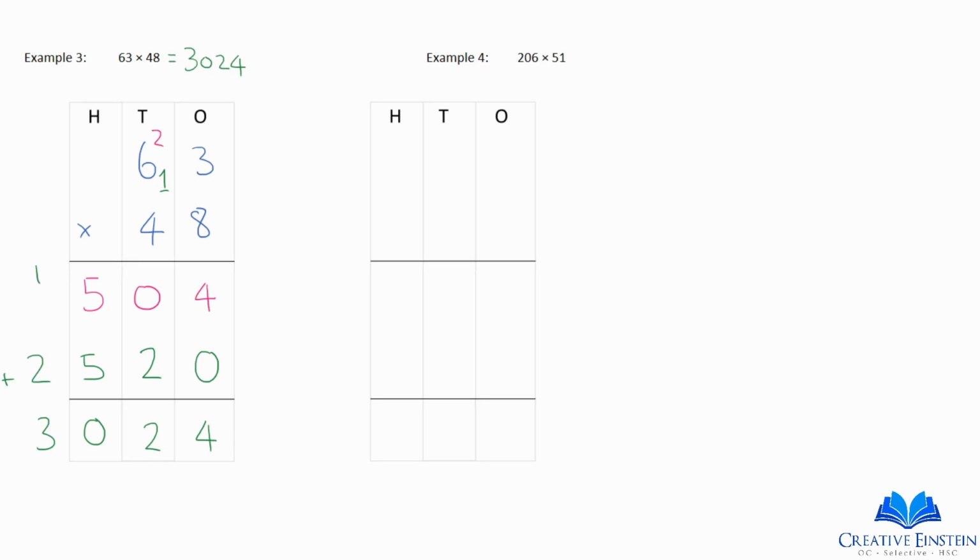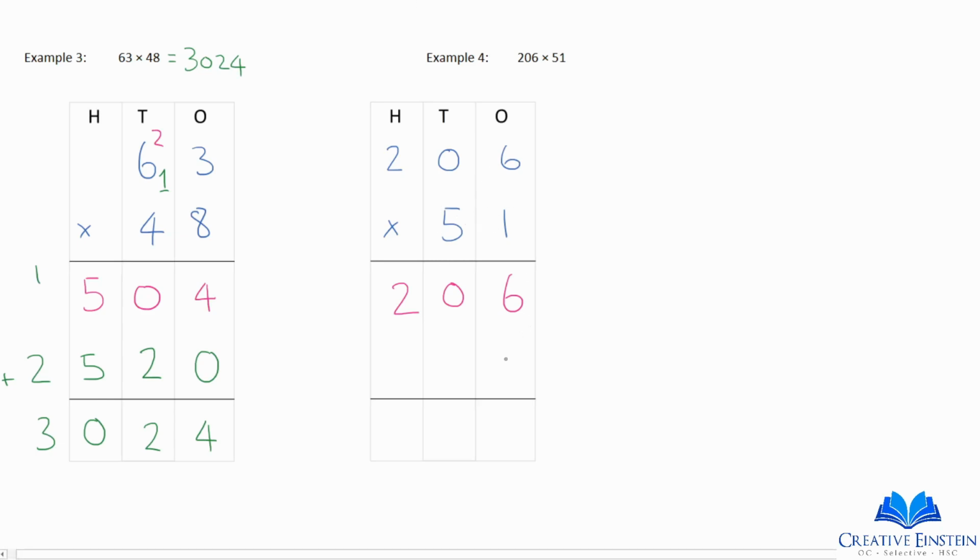Okay, let's look at our next example. 206 times 51. So even though it's a 3-digit number, we do it in exactly the same way. So 2 is in the hundreds, 0 in the tens, 6 in the ones, times 51. The first thing we do is 6 times 1, which is 6. 0 times 1 is 0. And 1 times 2 is 2.